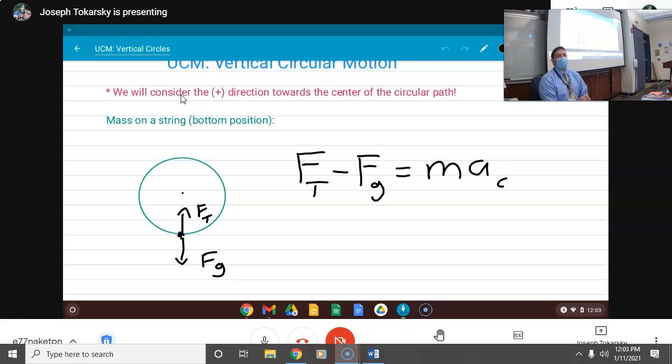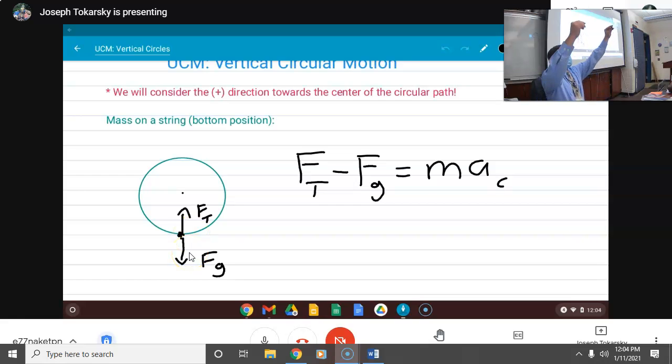The most typical thing in vertical circular motion is to consider towards the center of the circle positive. And that would change depending on the position I'm at, right? So at the bottom position, if I follow what I wrote down in red there, the tension is upward, so I'm going to call that positive because it's towards the center. And of course, gravity always pulls down, right?